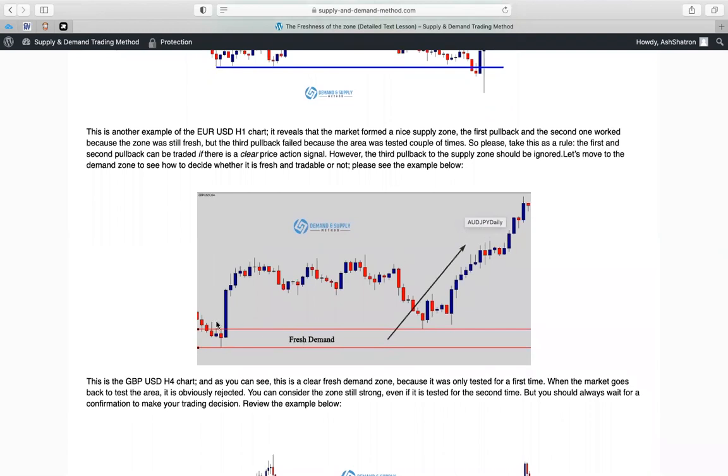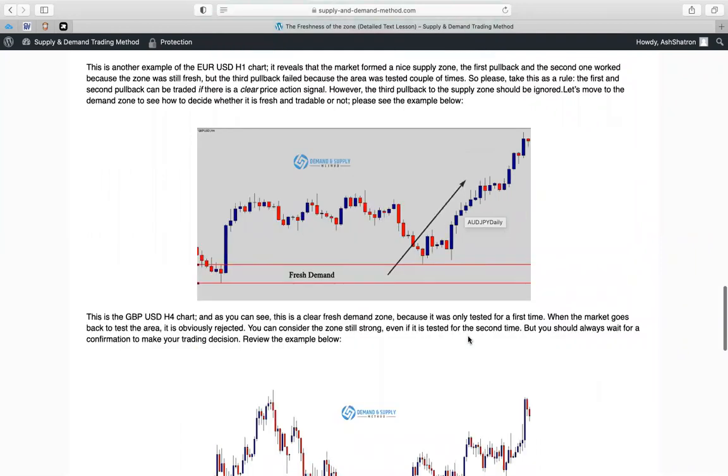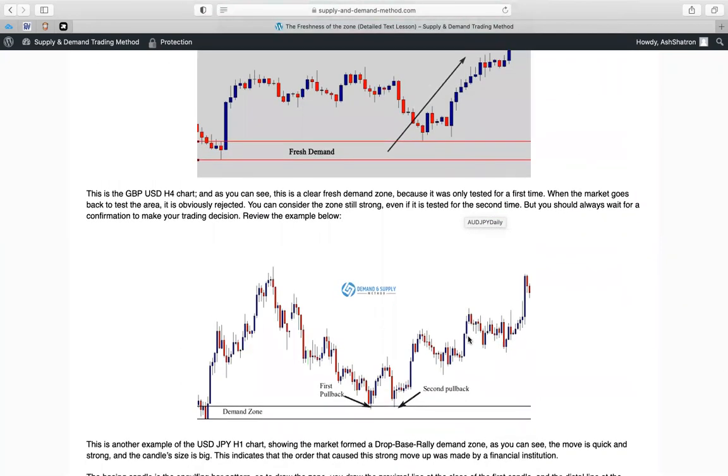Freshness of the zone. An example is also this one, right? You have a zone here. Price returns back to that zone and then price goes back up. This is fresh. Once you have a fresh zone, then price is more likely to return back to that region and then go back up. But if the zone is not fresh, then there's a likelihood that price will break this level, right? So if the zone is more fresh, then price is more likely to go up.